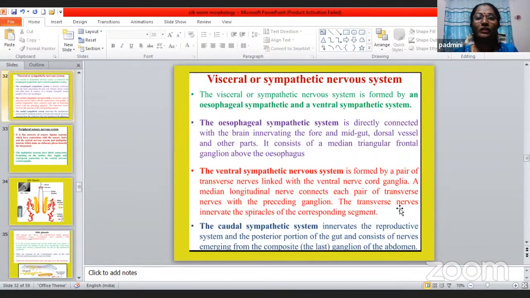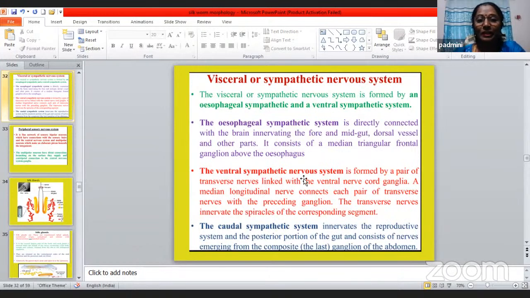Coming to the visceral or sympathetic nervous system. Visceral means the nerves going to different parts of the visceral organs. And this is formed by the esophageal sympathetic and the ventral sympathetic systems. The esophageal sympathetic system is connected with the brain, innervating the foregut, the midgut, the dorsal vessel, and other parts. So they are going directly to the digestive system over there, the foregut and the midgut. And it consists of a median triangular frontal ganglion above the esophagus.